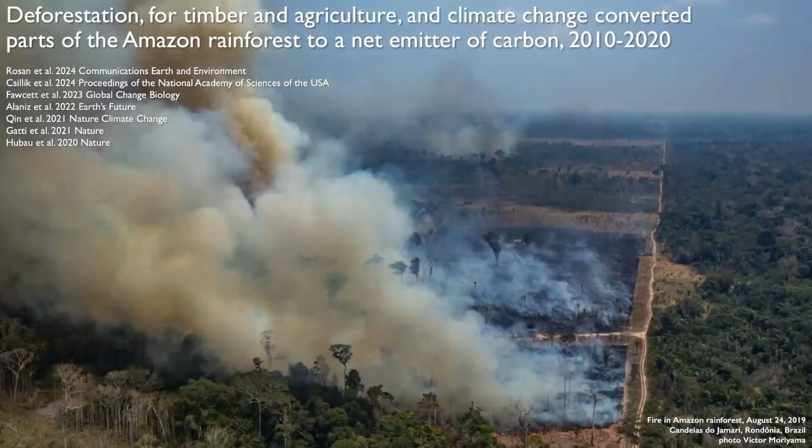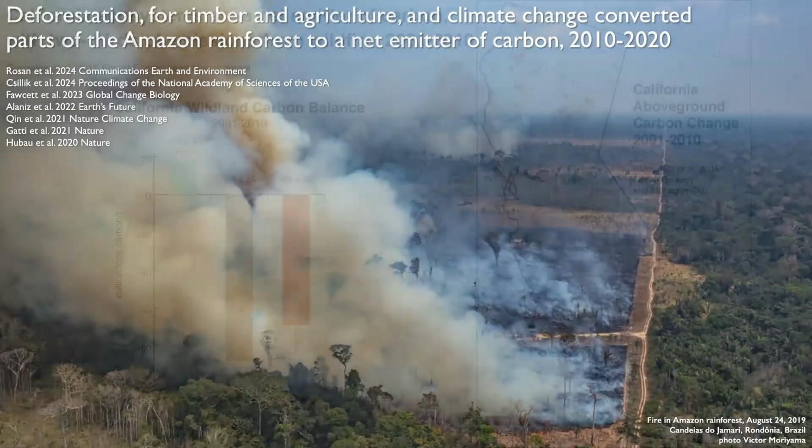In the Amazon, climate change has combined with deforestation to actually cause this part of the Amazon rainforest to become a net emitter of carbon, where it had previously been a net sink of carbon. So now more is being lost to wildfires than is being absorbed naturally through photosynthesis.